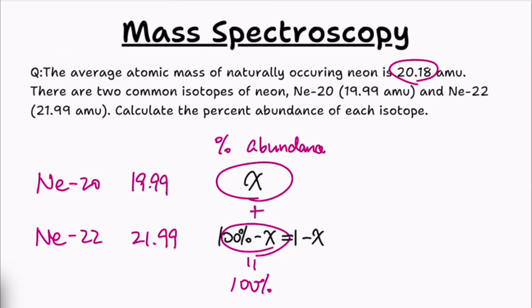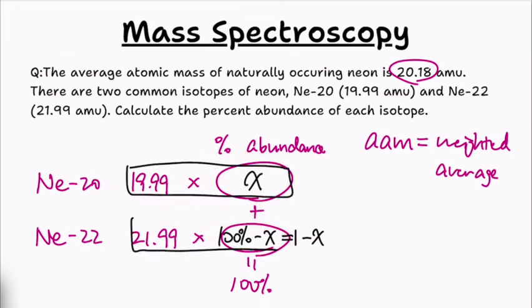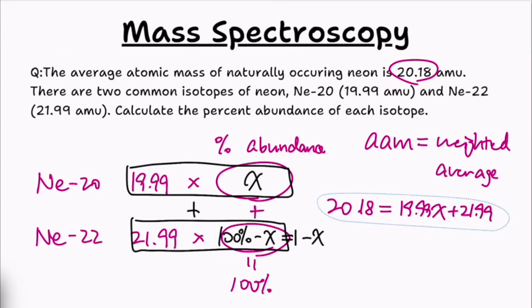Okay, and as I said, how you calculate the average atomic mass is by calculating the weighted average. So what I'm going to do is I will multiply the mass of each of the isotopes by its percent abundance. Okay, so I got these 2 products, and eventually I will add them up. So I will add up these 2 products, and then that will be my average atomic mass. So 20.18 is equal to 19.99x plus 21.99 multiplied by 1 minus x.